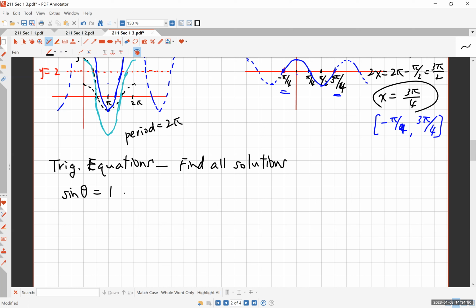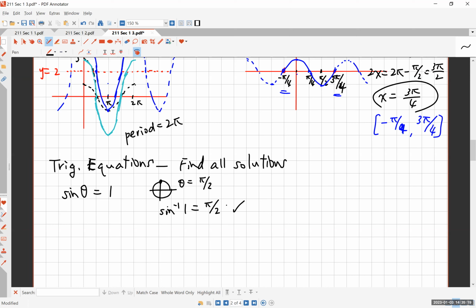Okay, now this seems really simple, right? Because sine of theta is equal to 1. After all, the sine of an angle, if it's equal to 1, has to be over here. So the angle has to be pi over 2. Great, right? And in fact, if you take the inverse sine of 1, you will get pi over 2. Yay, you got the answer. Well, that's not all the answers. In fact, that's only one answer, right?